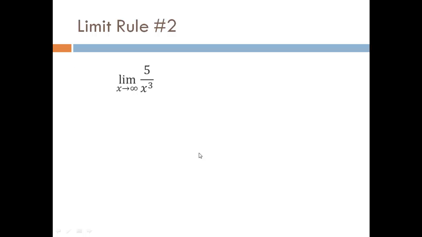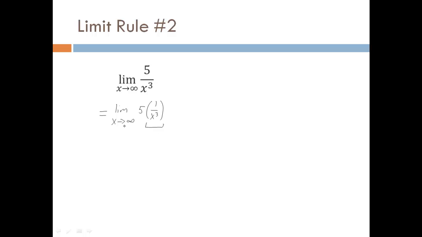Let's look at an example. We have the limit as x approaches infinity of the function 5 over x cubed. We can actually rewrite this as the limit as x approaches infinity of 5 times 1 over x cubed. So now this 1 over x cubed looks kind of like that rule that we had. The n is the 3, so that's positive.